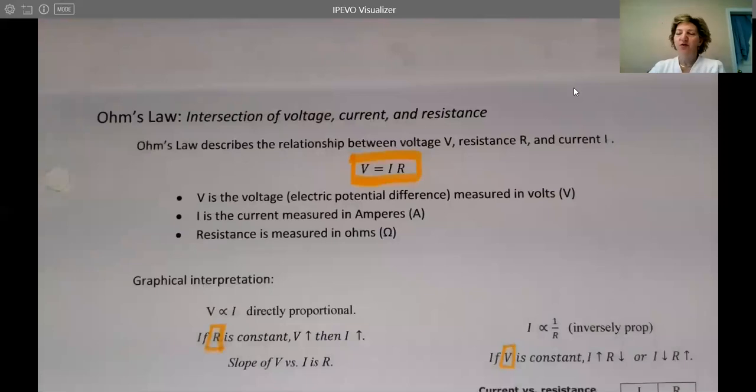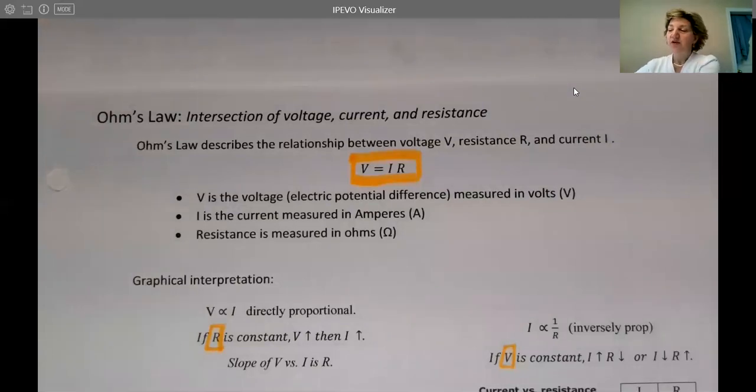So we can talk about Ohm's law, the intersection of voltage, current, and resistance. Ohm's law describes that relationship in a simple three-variable equation. V, voltage, equals I, current, times R, resistance. We know that each of these variables has its own units to be measured in. Voltage is measured in V volts, current is measured in A amperes, and resistance is measured in the omega symbol from the Greek alphabet, ohms.